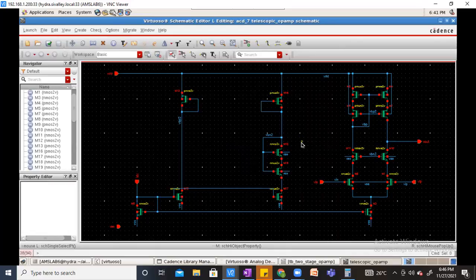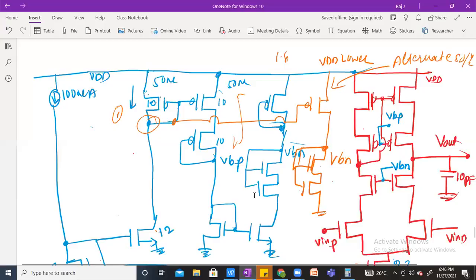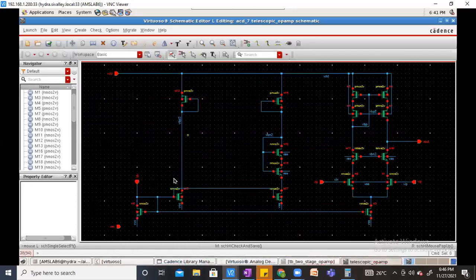Okay, let's try with this bias, optimizer bias. Here we made so much complex one. I mean, basically it consumes more current. So I just made two branches there to generate both the biases. Let's see. Let's try this topology. Okay. Now I hope everything is fine.